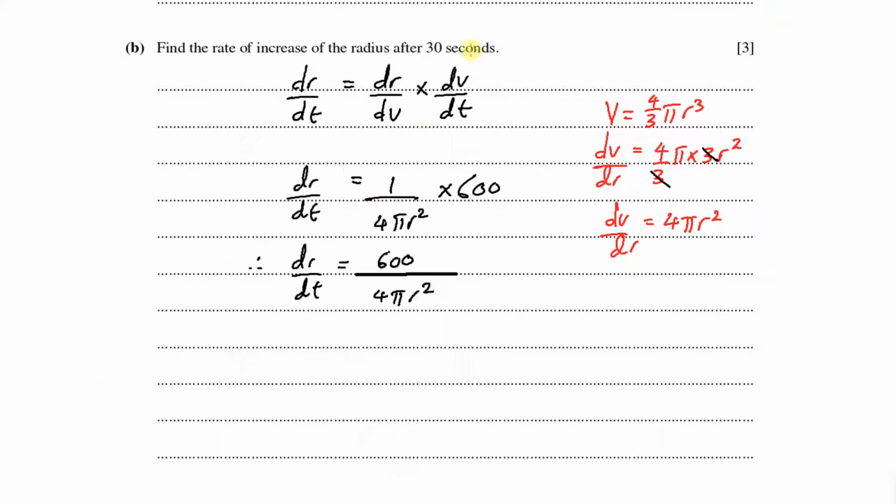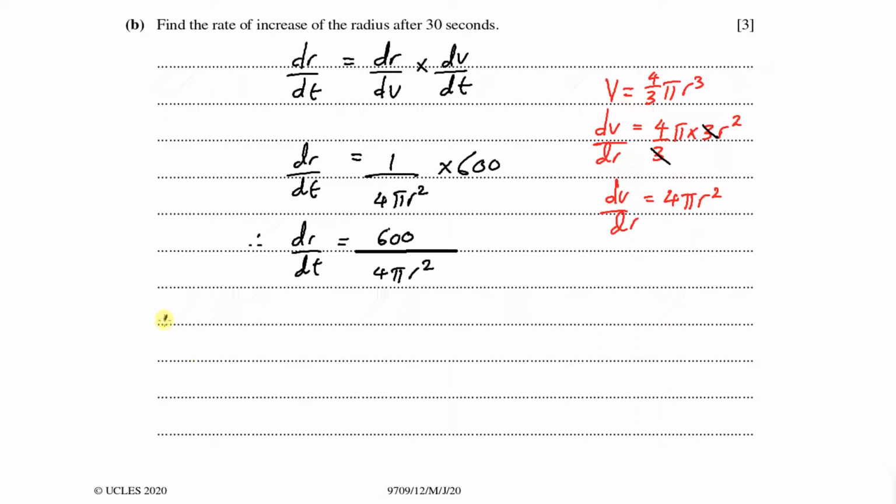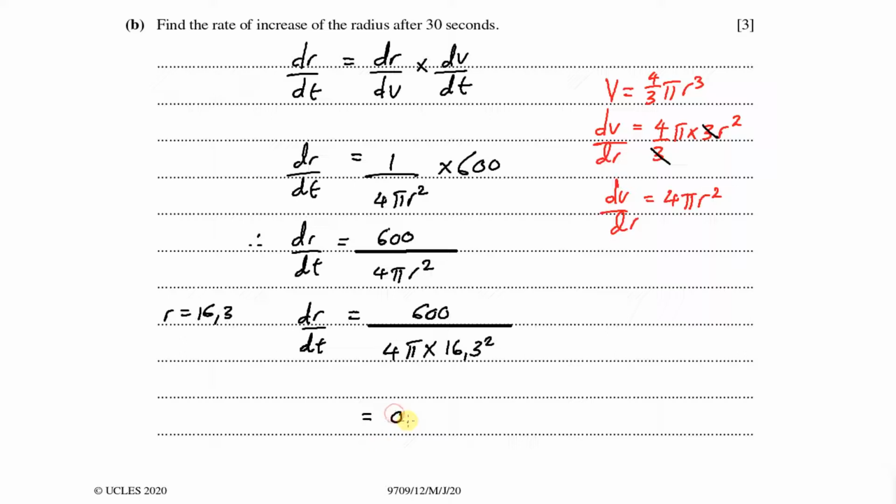But you see, after 30 seconds, we had obtained in part A that r will be 16.3 centimeters. So I'll substitute 16.3 centimeters for r. So since r is 16.3, dr/dt is going to be 600 all divided by 4 pi times r squared, which is 16.3 squared. So let's type that in. We'll have 600 at the top, then 4 pi times 16.3 squared. And this gives us 0.180 to 3 SF. So that's 0.180, and that's in centimeters per second.